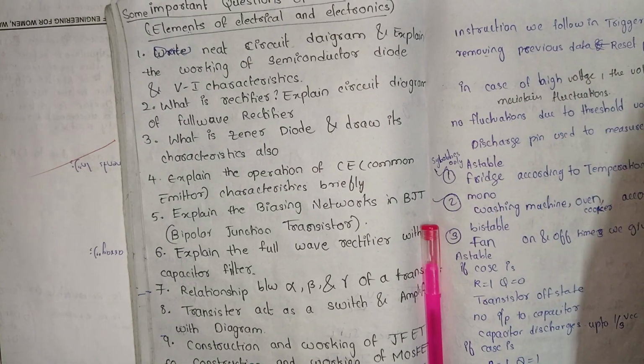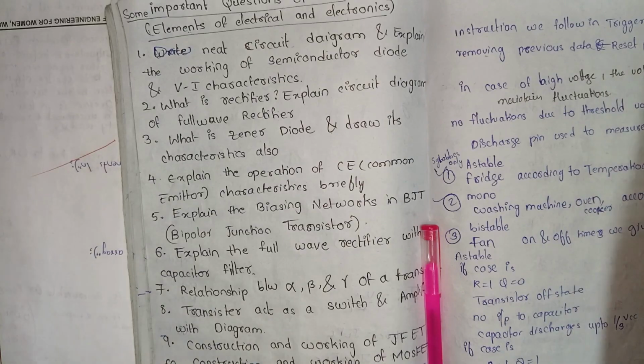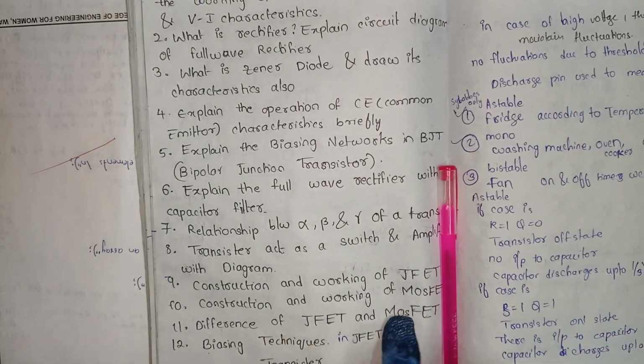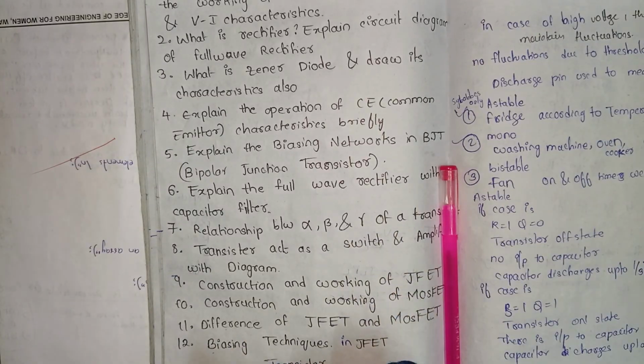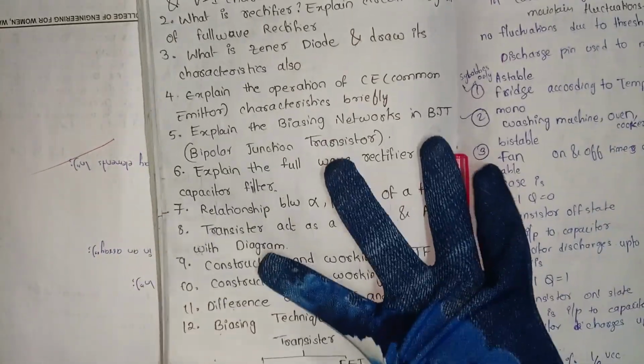So, in the previous class, we have discussed the 11th question and its answer. And in this class, we will discuss the 12th question and its answer of the Triple E subject, which is elements of electrical and electronics.